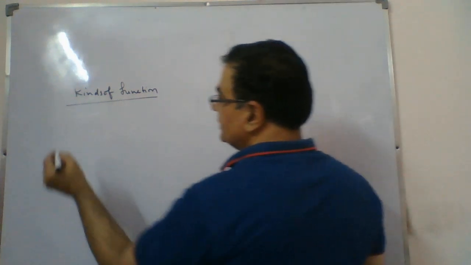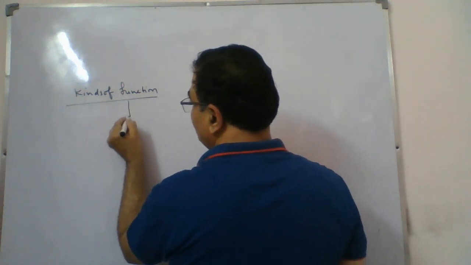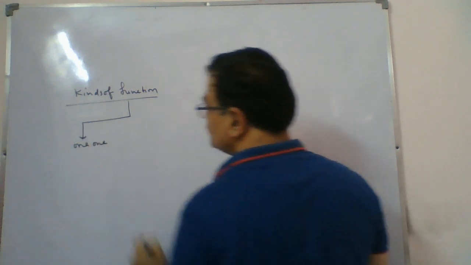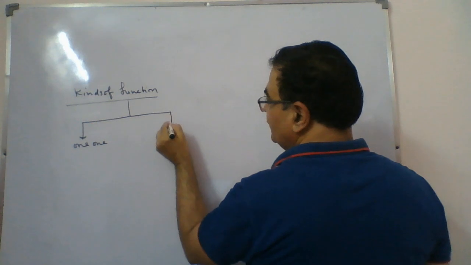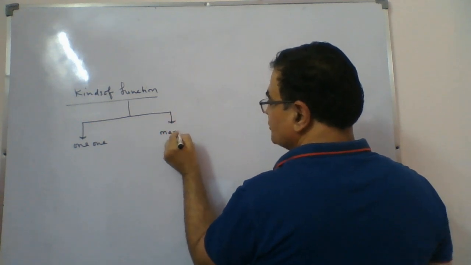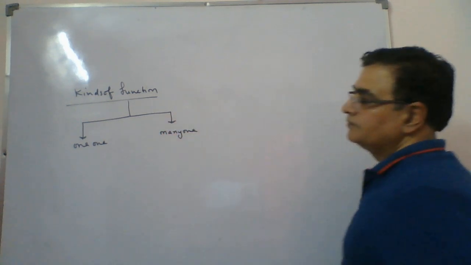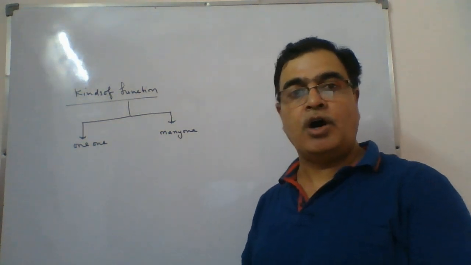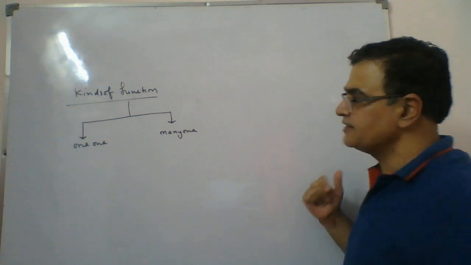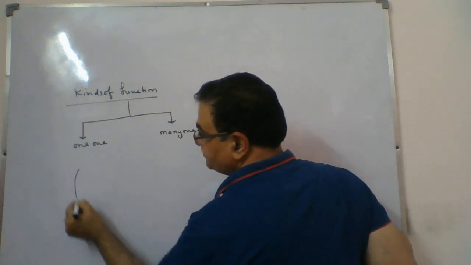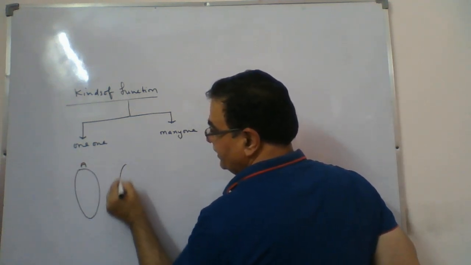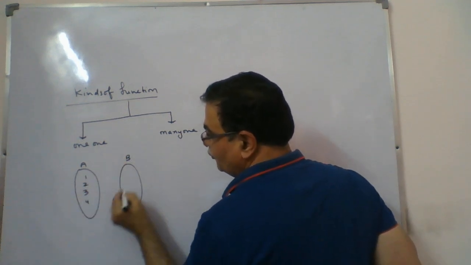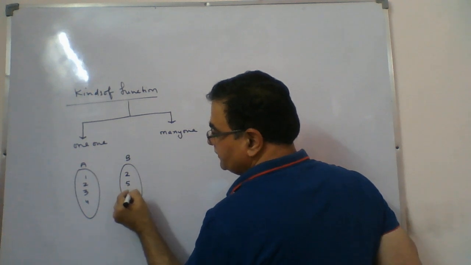In that, the first kind which we have is: any function you take will either be a one-one function or will come out to be many-one. Any function which you have will be called a one-one function or a many-one function. Example I am taking here. This is set A, this is set B. Elements are 1, 2, 3, 4, 2, 5, 7.